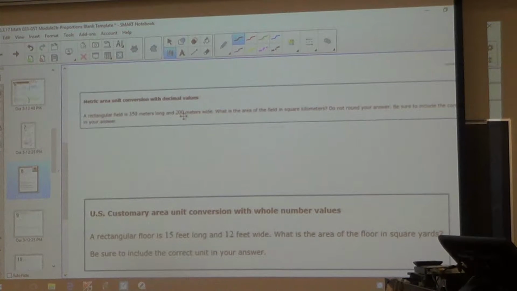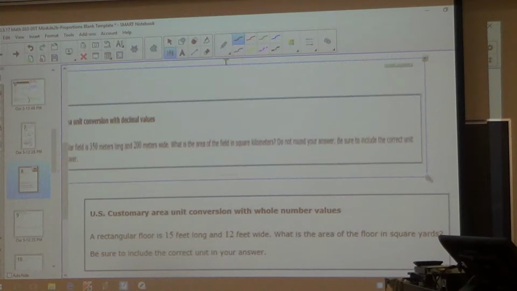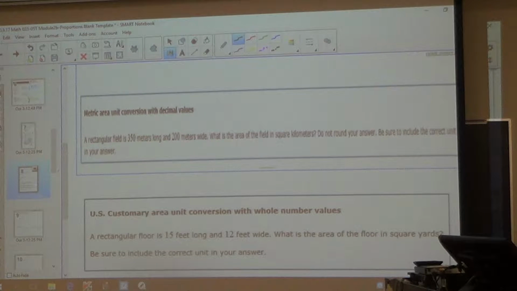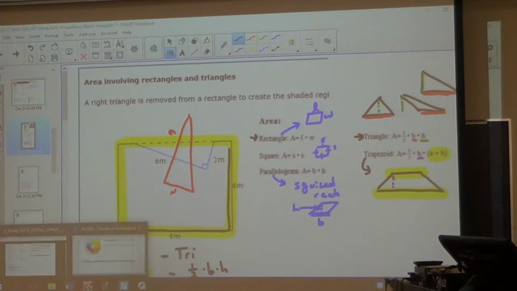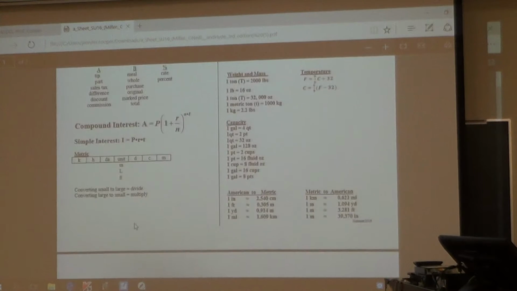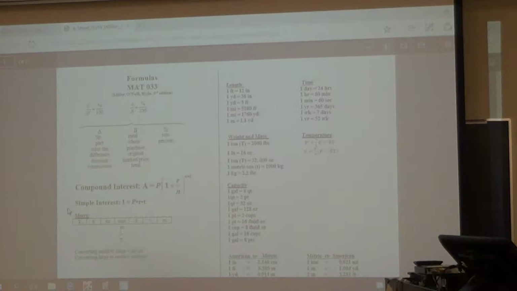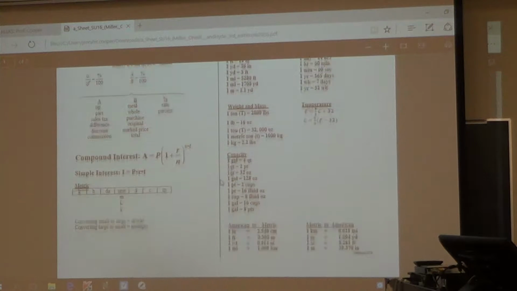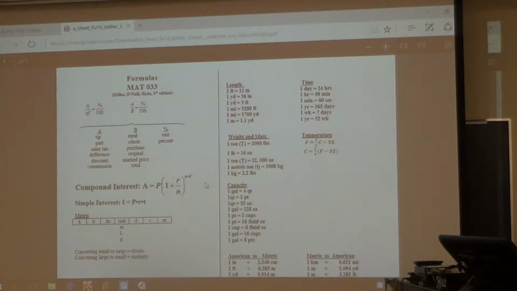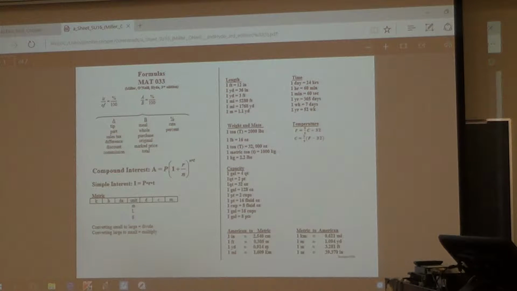We have two types of units that we're going to be talking about. On your formula sheet, because a lot of y'all are getting into this, we have two types of changing units. We have the metric, and then we have what I call the something-somethings.